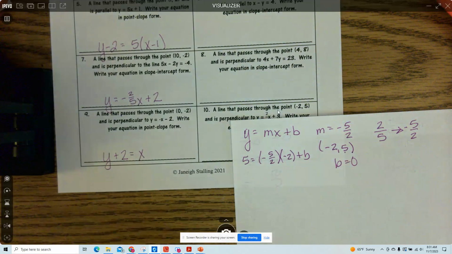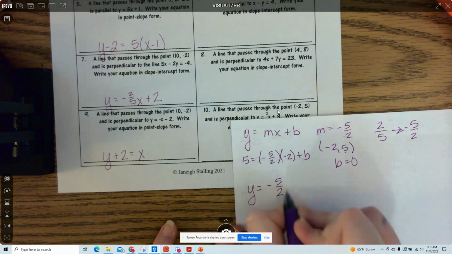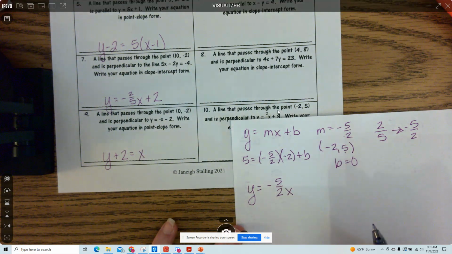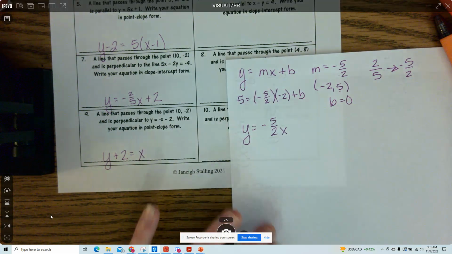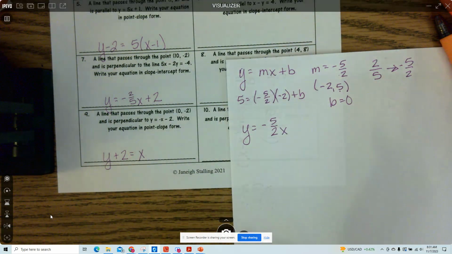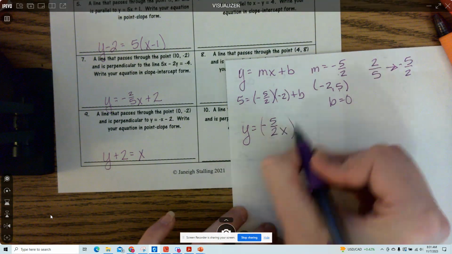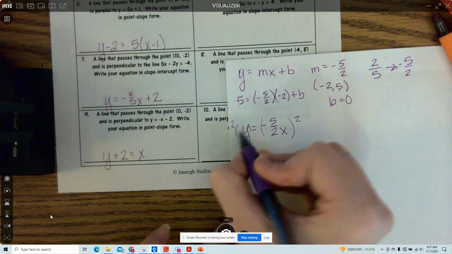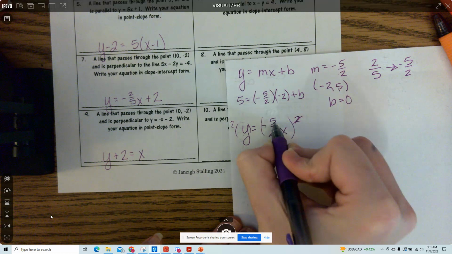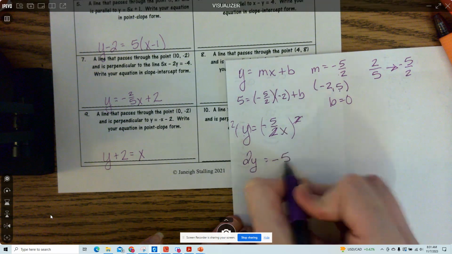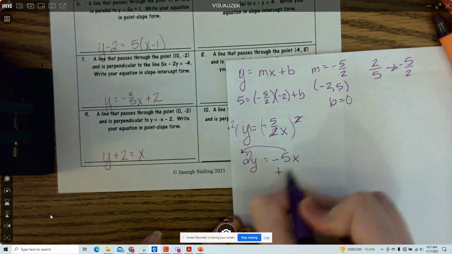So my equation then is y equals my slope, then the x. Do I need to add a plus 0? Nope. Okay. Standard form. What's the first thing I need to do to get this in standard form? Multiply by 2. So 2 times y is 2y. This is going to cancel for me, and I'm left with -5x. I need to move the x over here. Add 5x.